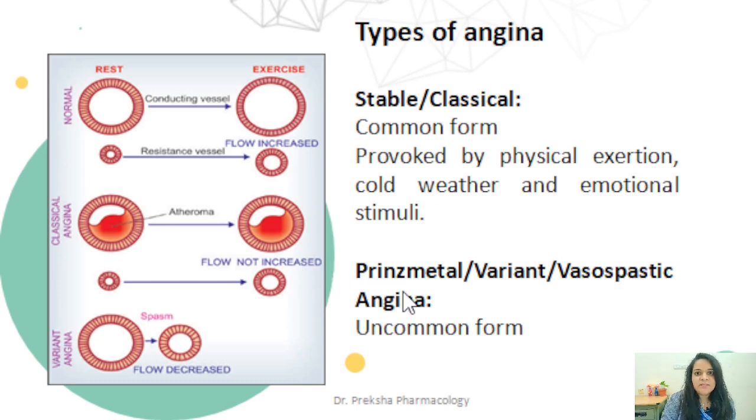Another type is Prinzmetal or variant or vasospastic angina, which is an uncommon form. In this type of angina, there is a coronary vasospasm. So the flow decreases in case of variant angina.